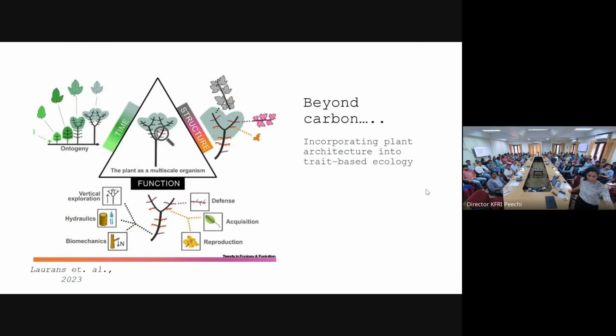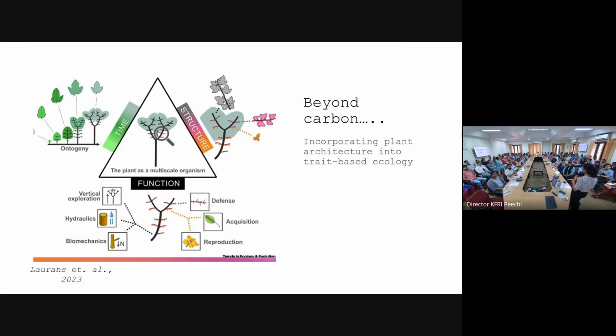One of the very recent papers that came out last year said that tree architecture is really important, and we are really not using architectural traits in any of the ecological studies. For instance, tree architecture, including the leaf and wood architecture, is very different as the plant grows, so it is really influenced by ontogeny. And a structure or architecture is directly linked to its function.